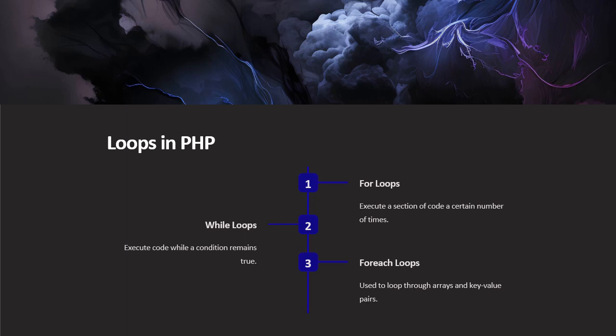Loops in PHP. There are three types of loops in PHP: for loops, while loops, foreach loops. First of all, we will talk about for loops. For loops execute a section of code a certain number of times, while loops execute code while a condition remains true. Foreach loops are used to loop through arrays and key value pairs.